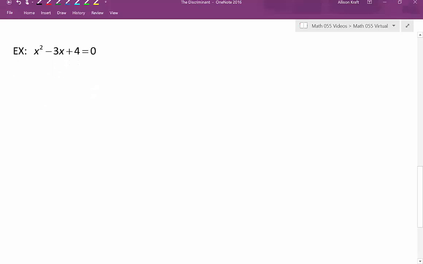Let's use the discriminant to determine the number and type of solutions we have for x squared minus 3x plus 4. We start by making sure we have it in the proper form, which is equal to 0 and in descending order. From here, we'll identify A, B, and C. A is 1, B is negative 3, C is 4. And we'll see what the discriminant is.